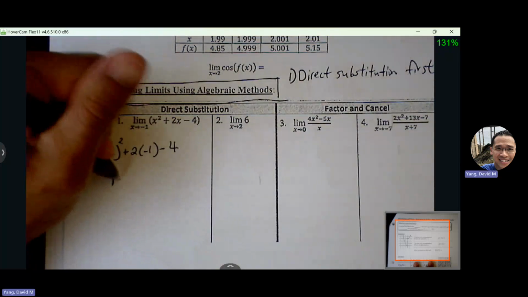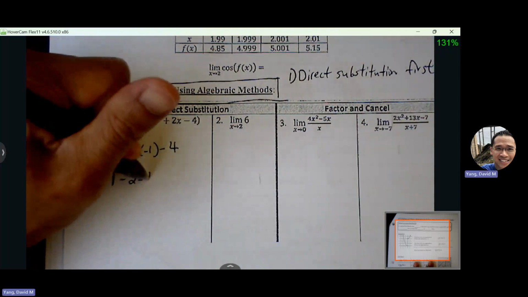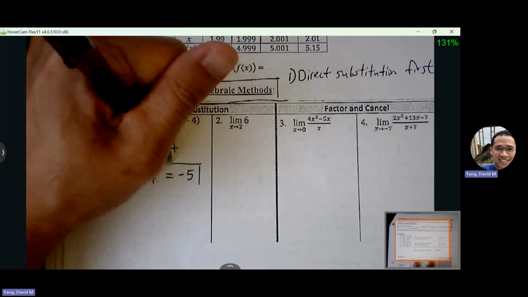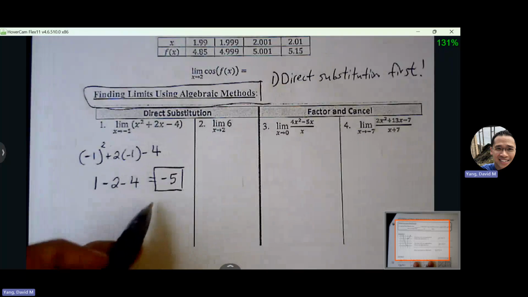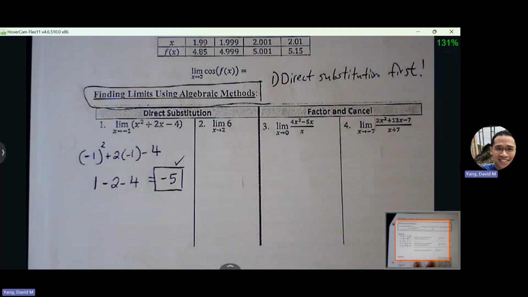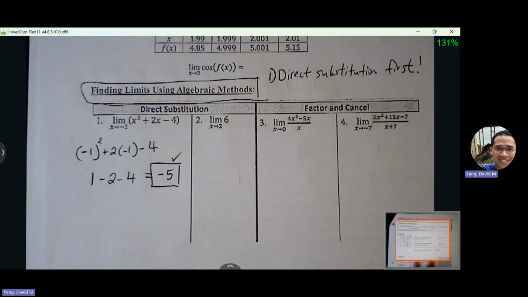So I get 1 minus 2 minus 4. That's equal to -5. If direct substitution gets me a real number, then I'm good. I'm done. That's my answer. Okay. There's nothing more that needs to be done.